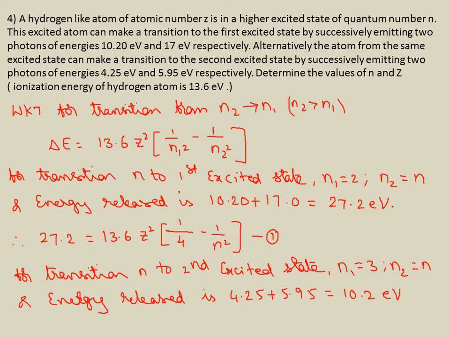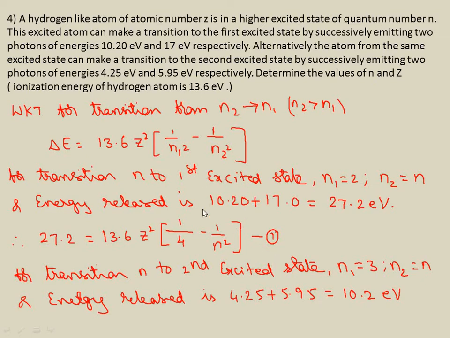Now look at the second one. Alternatively, the atom from the same excited state can make a transition to the second excited state by successively emitting two photons. Second excited state. So now the transition is from n to second. Now n1 equals 3 and n2 equals n. That's it, right? Second excited state. And the total energy released here is 4.25 plus 5.95, summation is 10.2 electron volt.